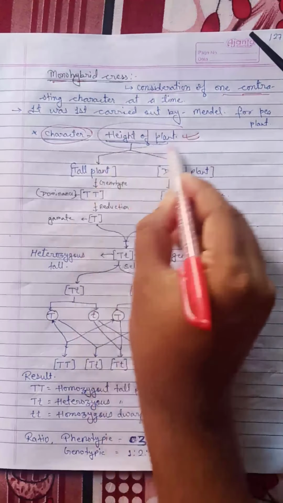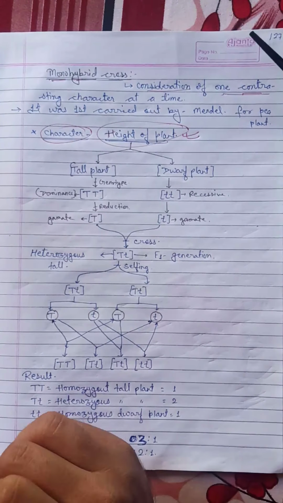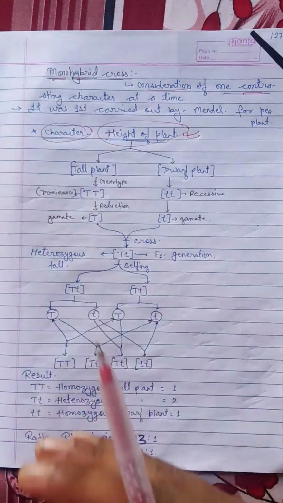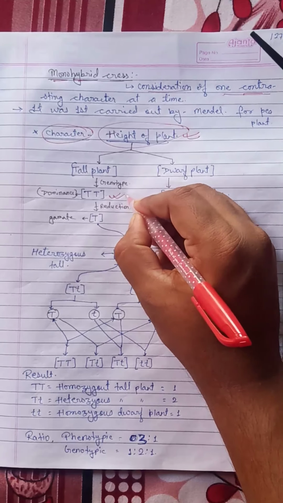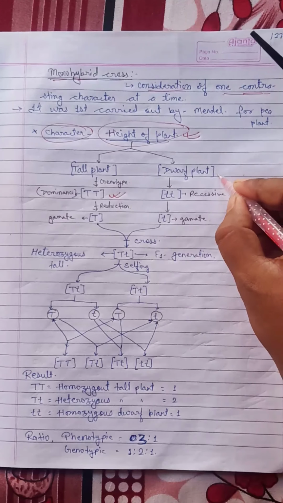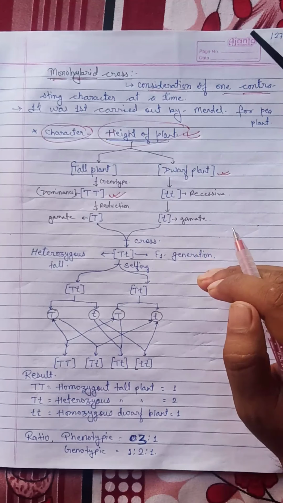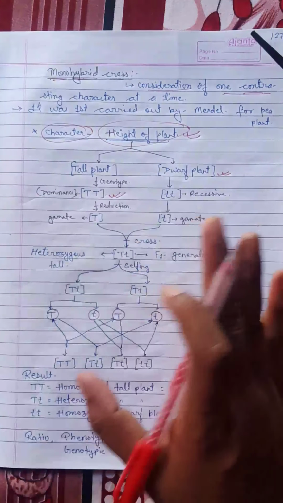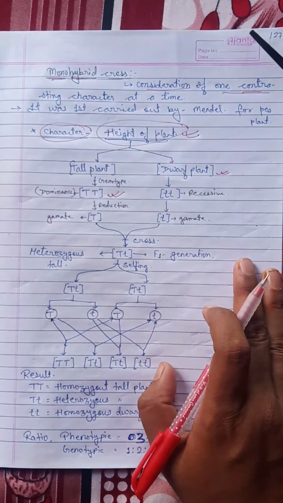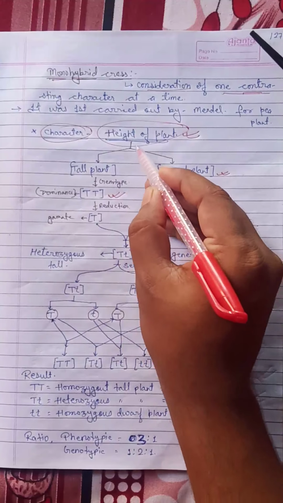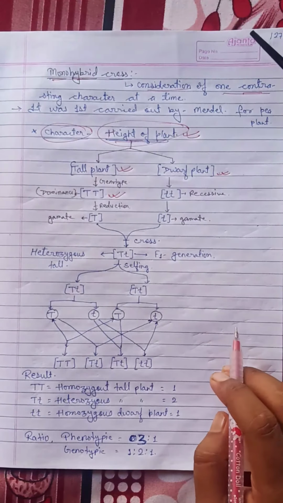Now I am taking a single character, that is the height of the plant. Height, either tallness or dwarfness, both are height. Tall of the plant is also a height, and dwarf of the plant is also height. It doesn't mean some plant is shorter and some plant is longer; we differentiate the plants just because of height. So the height of the plant has tall plant and dwarf plant.